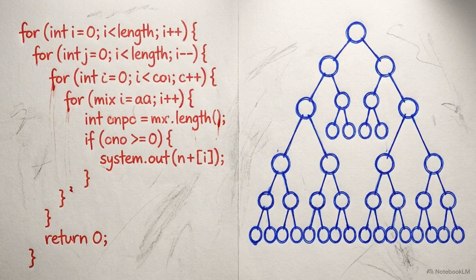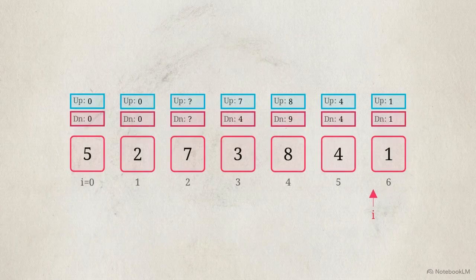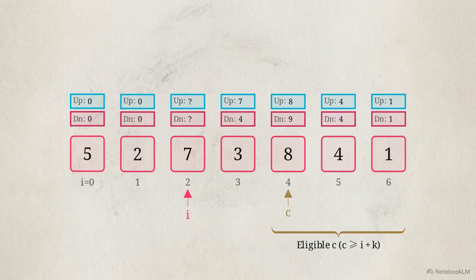The difference between an algorithm that passes and one that times out lies entirely in how we structure the search space around these two constraints. The foundational approach uses dynamic programming, processing the array indices from right to left. For every index I, we store a pair of values. One tracks the maximum sum of an alternating subsequence starting at I, where the first step goes up. The other tracks the maximum sum where the first step goes down.